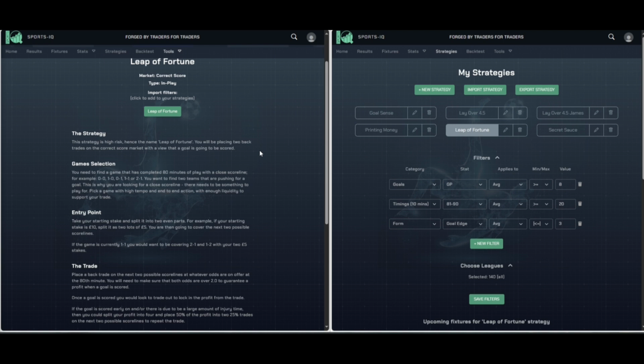If you want to delve deeper into the strategy, then feel free to go back and watch the first video I made covering the rules and filters. All of the following trades you're about to see are using the Leap of Fortune filters, which you'll only find on Sports IQ in the strategy database section of the platform.